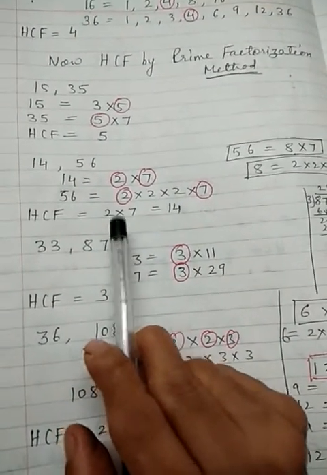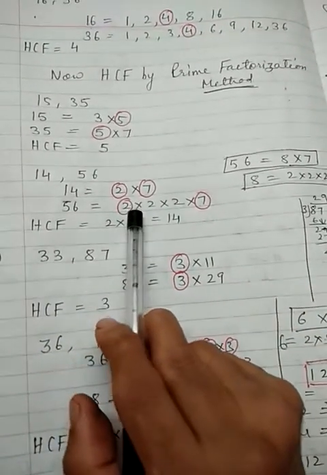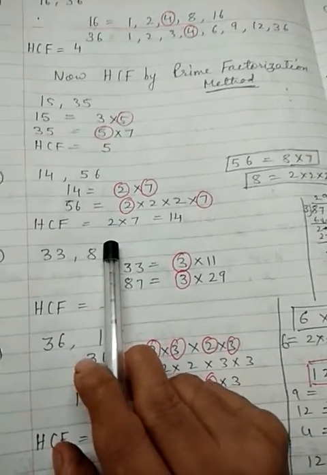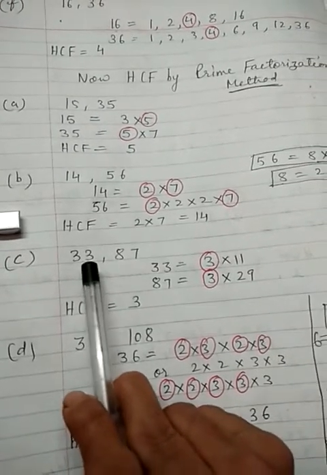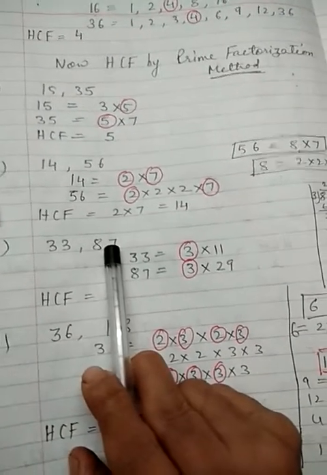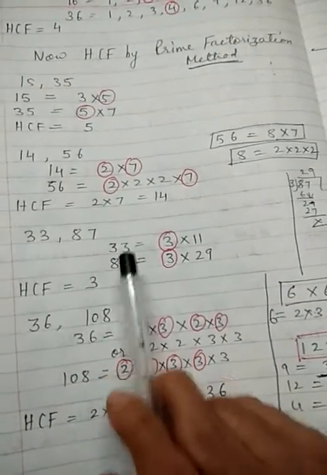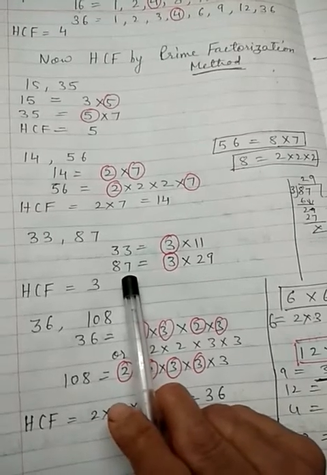You have to find out the product of the common factors. This is a little different method from the previous one. Okay students. Now the highest common factor of 33 and 87. 33, we know that 11 3s are 33. Now 87, you have learned the rule of divisibility by 3.